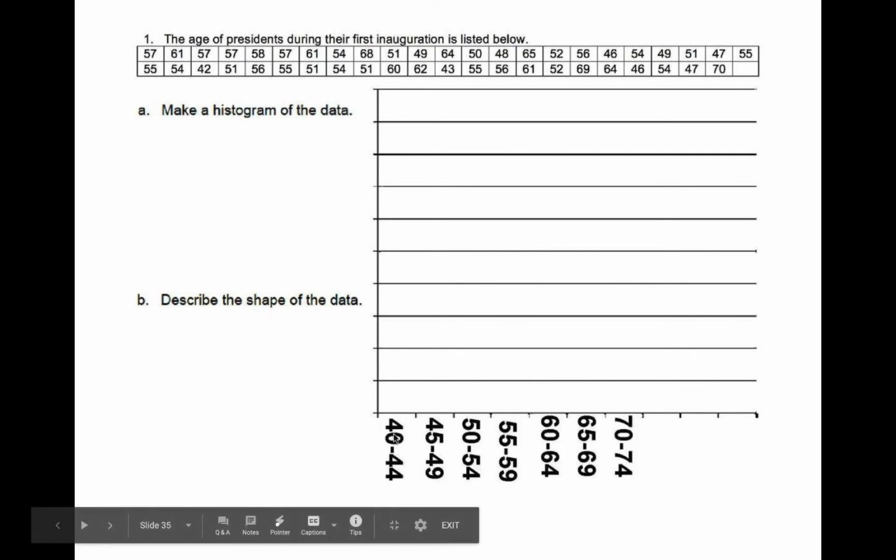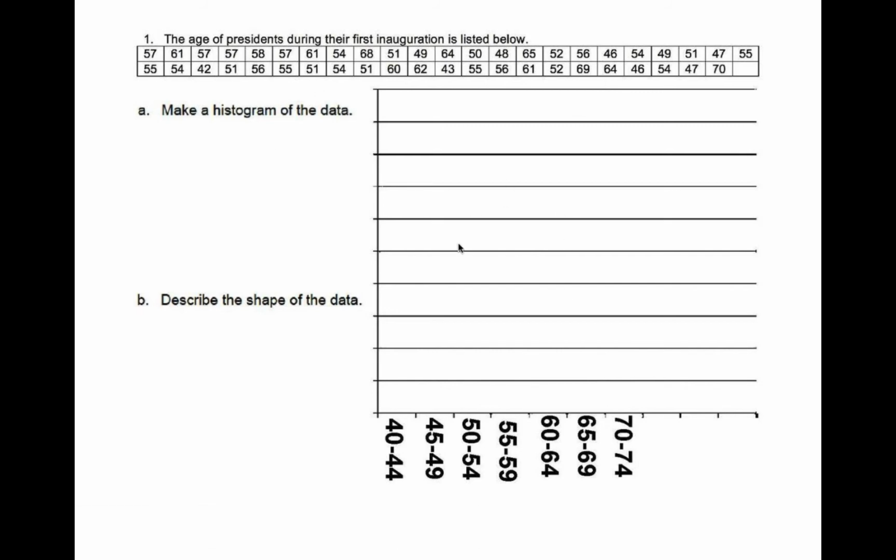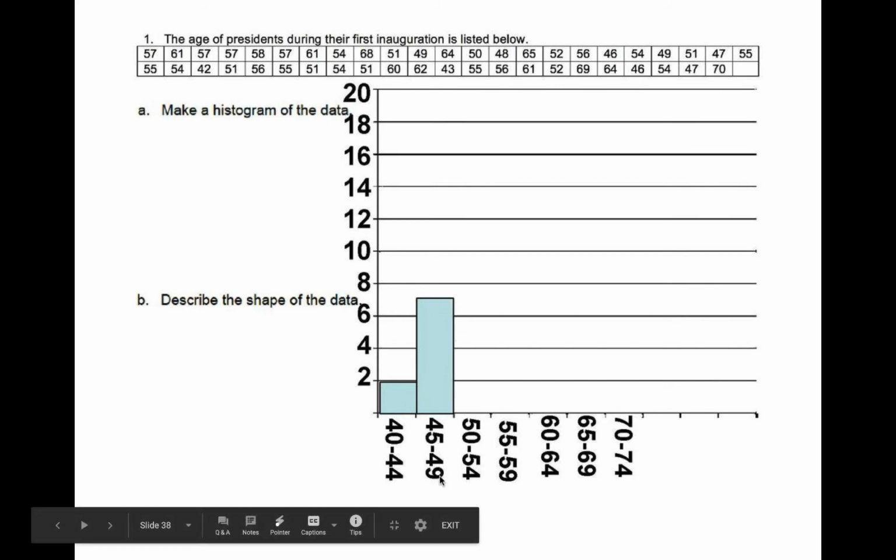The youngest was between 40 and 44, then 45 to 49, 50 to 54, 55 to 59, and so on. And then I'm going to go ahead and just plot this for you. So I'm going to count by twos. There were 2 presidents between 40 and 44.